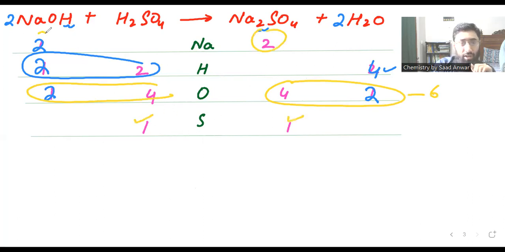Now sodium is balanced, hydrogen is balanced, oxygen is balanced. So this is the way. I think this is one of the easiest ways to balance any chemical equation. Let me take another chemical equation.